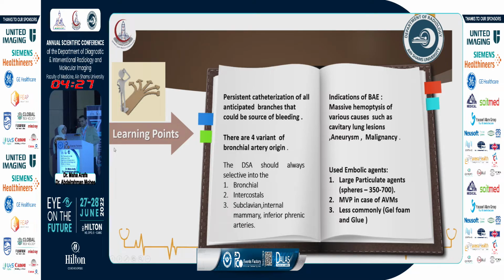Used embolic agents range from large particulate agents, spheres, and microvascular plugs, as in cases of AVMs. Less commonly used are gelfoam and glue.